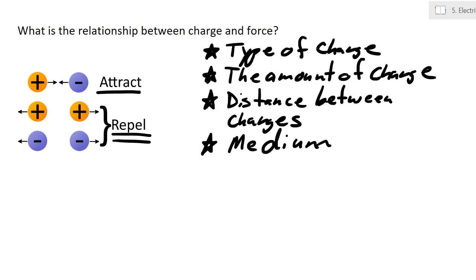The amount of charge refers to how many coulombs of charge you would have. So if you have 1 coulomb of charge, you'll have less force between 2 1 coulomb charges than you would between 2 coulomb charges. The force becomes weaker as the 2 charges go apart from each other, and depending on the medium, it will either strengthen or weaken the force between the charges.